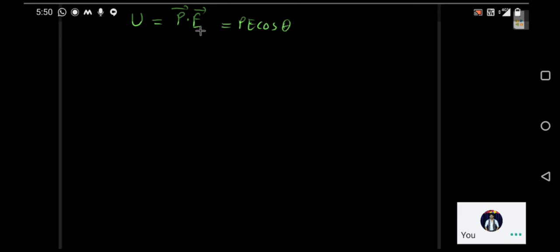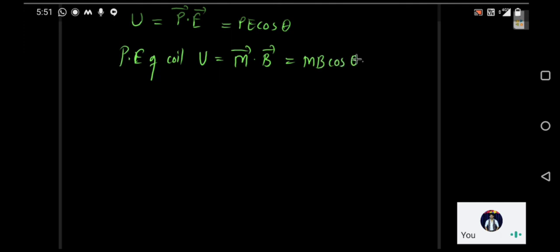Okay, so in magnetism, here in this case, the potential energy of the coil is given by the same, M dot B, that is MB cos theta. It is going to be equal to M into B cos theta.